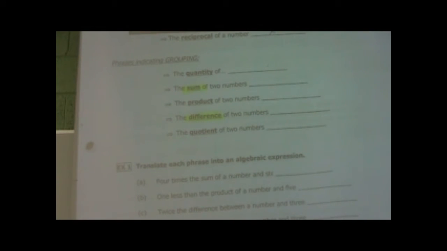All right, so let's go to the bottom, and we've got a couple of examples to go through. I think just 5. So first of all, 4 times the sum. That's a grouping word. 4 times the sum. So this is 4. And then parentheses, 4 times the sum. The sum of what? A number and 6. So x plus 6.